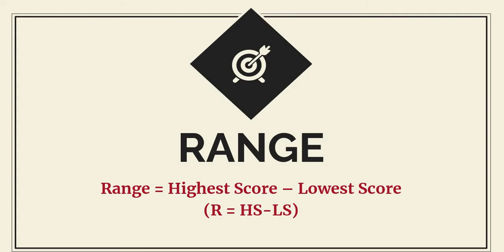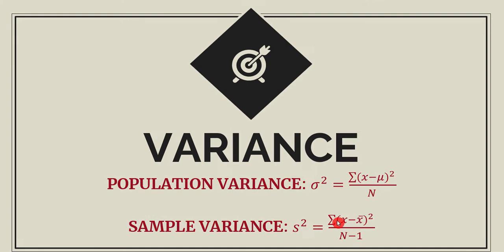The range. The range is the most simple measure of variability. The formula for the range is equal to the highest score minus the lowest score, or it can be represented by R is equal to HS minus LS. The variance, on the other hand, has two types of variances.